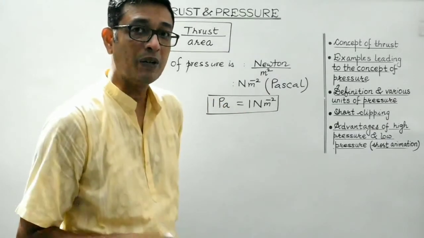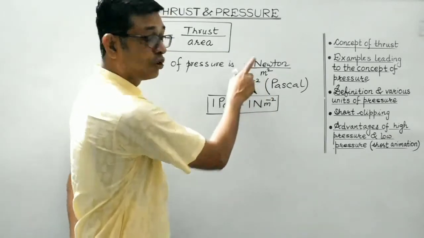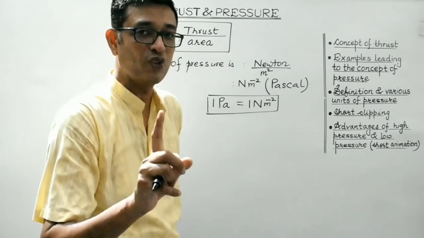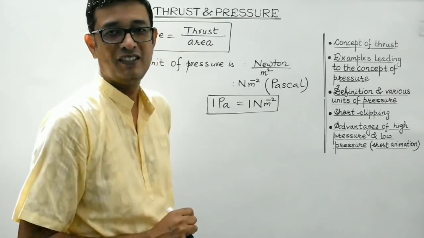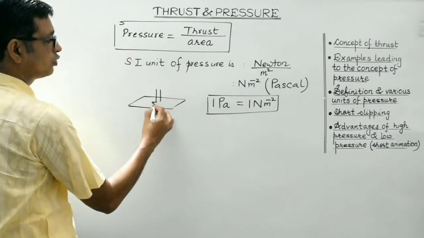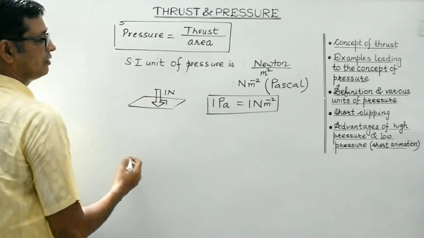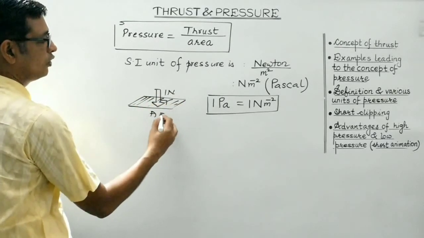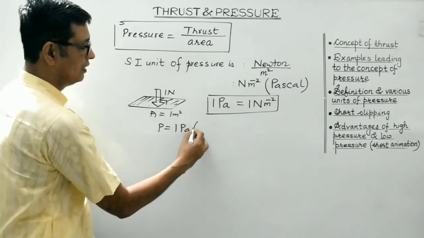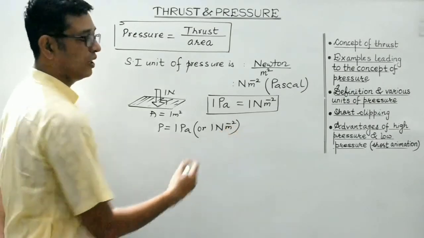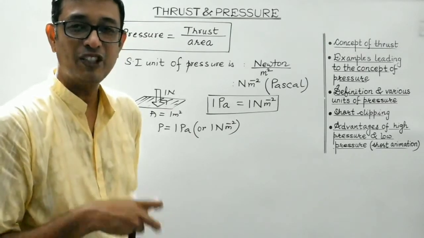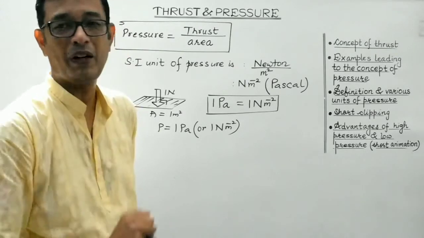So when the pressure is said to be 1 Pascal, a force of 1 Newton acts normally on a surface that has an area of 1 meter square. Suppose this is a surface and here a force of 1 Newton acts in the perpendicular direction, and the area of the surface is 1 meter square. Then the pressure would be equal to 1 Pascal or 1 Newton per meter square. So when a force of 1 Newton acts normally on a surface having unit area, the pressure exerted on the surface is said to be 1 Pascal. Clear, students?